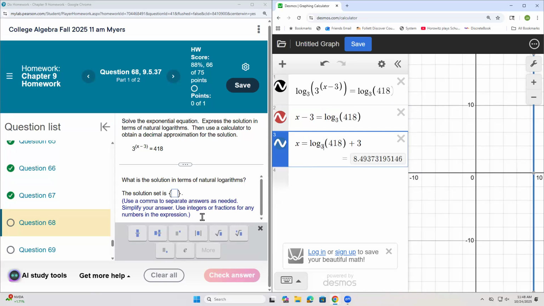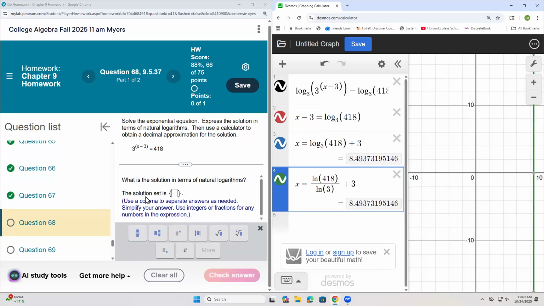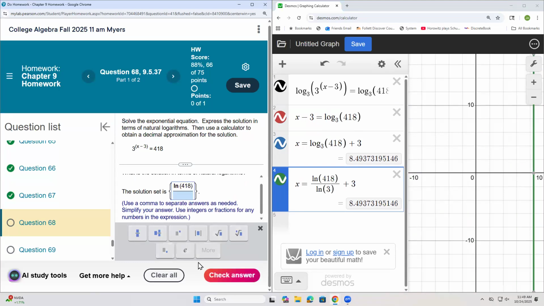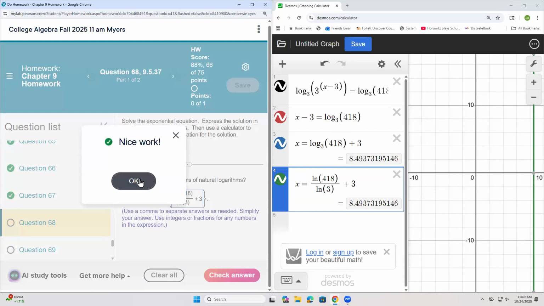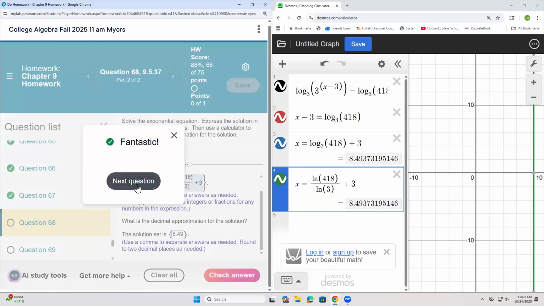But it says in the computer that I need to have natural logarithms, not log base 3. So how do I change log base 3 of 418 to be a natural logarithm? Well, all you do to change the log base 3 of a number is to do natural logarithm of the big number over natural logarithm of the small number, like that. So the solution set in terms of natural logarithms would be ln 418 over ln 3, plus 3. Boom. Hopefully. Wow, nice work. Okay, and then as a decimal, round it off, it'd be 8.49, like that.